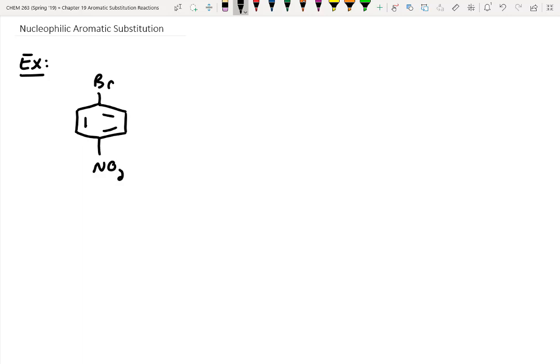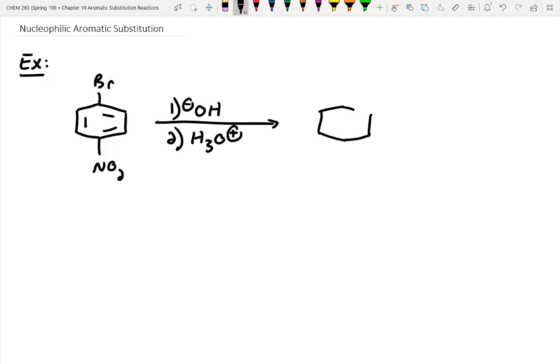We've got a para-substituted aromatic system with a nitro group para to our bromine. In step one, we're going to treat this with a strong base or a strong nucleophile. And then in step two, we're going to treat it with acid. When this happens, you can get an alcohol. So you can get para-nitrophenol.